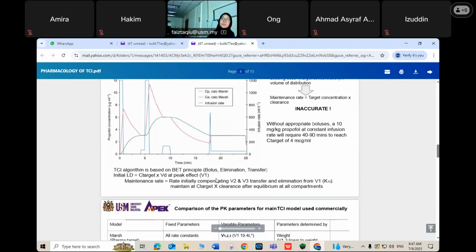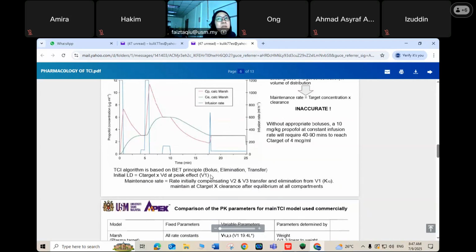Alright. So, the maintenance rate I have already explained just now. Right? So, what do they compensate for? Elimination from the V1, so the K10, and also the transfer from V1 to V2, V3, and the other way around. Because it also does not want to overdose. Right? Okay. Do you understand so far? Any questions? That's the very basic of the PK modeling.